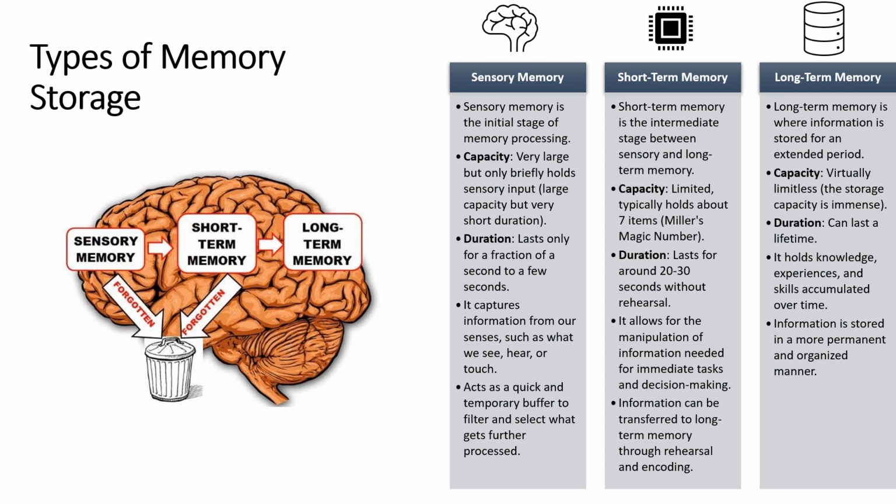Short-term memory. Short-term memory is the intermediate stage between sensory and long-term memory. Its capacity is limited, typically holding about 7 items, for example, Miller's magic number. Duration lasts around 20 to 30 seconds without rehearsal. It allows for manipulation of information needed for immediate tasks and decision making. Information can be transferred to long-term memory through rehearsal and encoding.